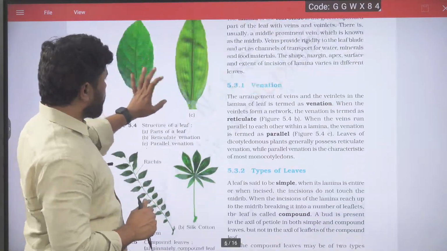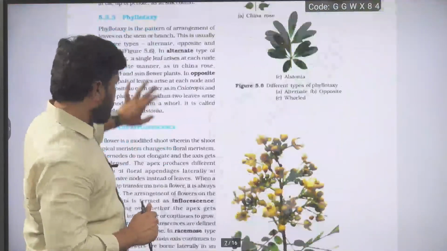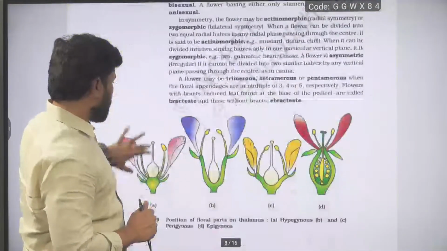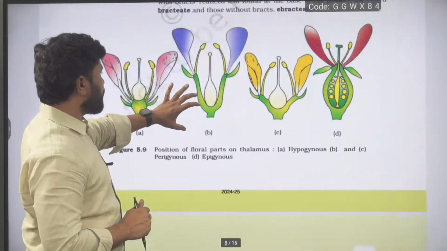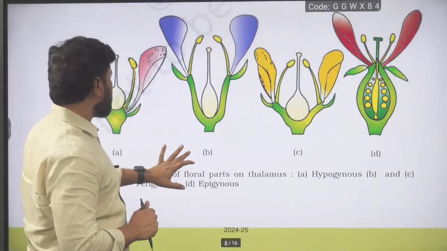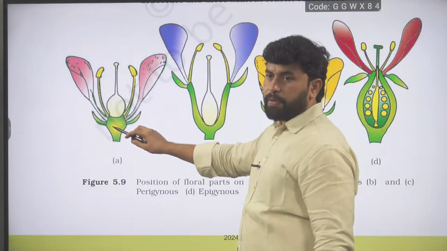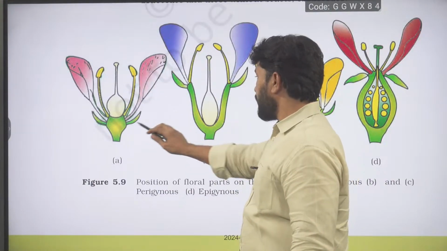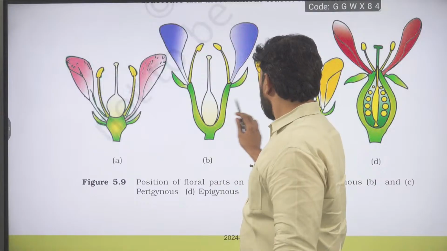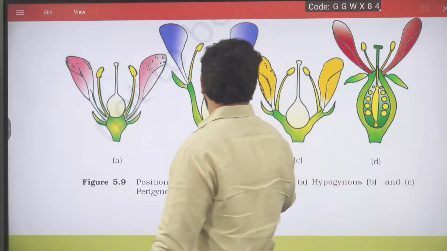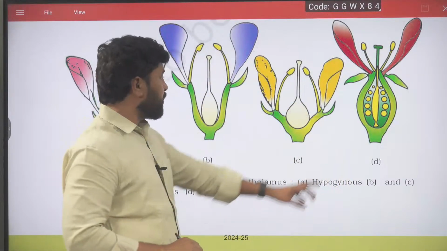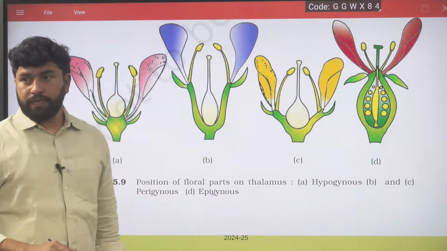Look at this. So far, these are our images given in the NCERT book. This is epigynous flower, hypogynous flower. These 2 are perigynous flower, and this one is epigynous flower arrangement.